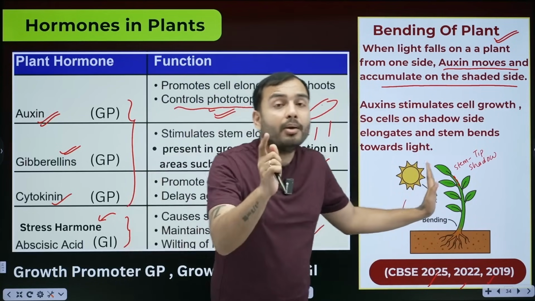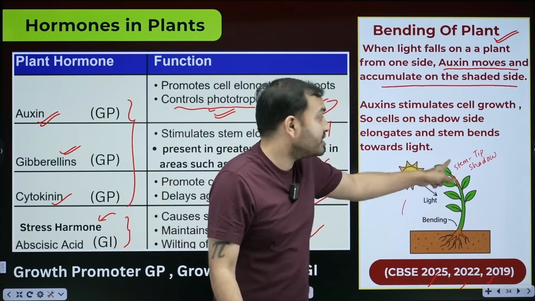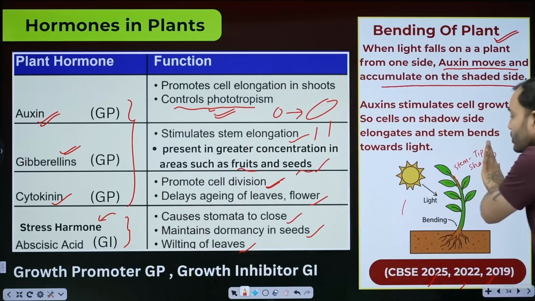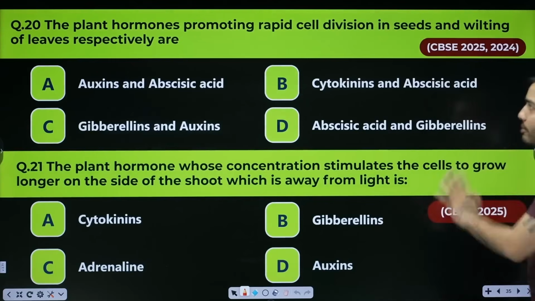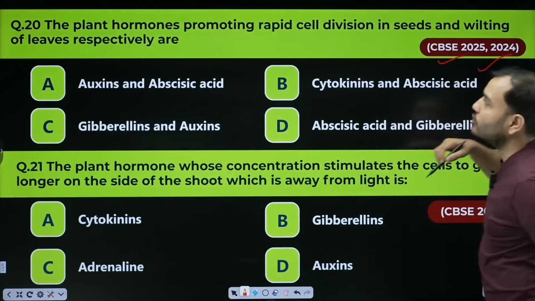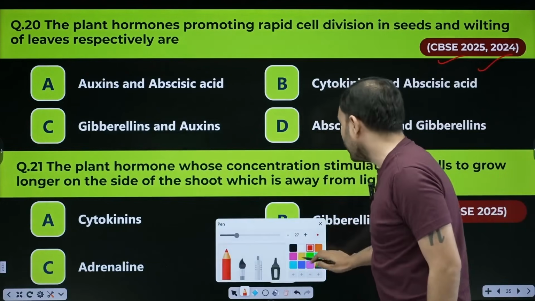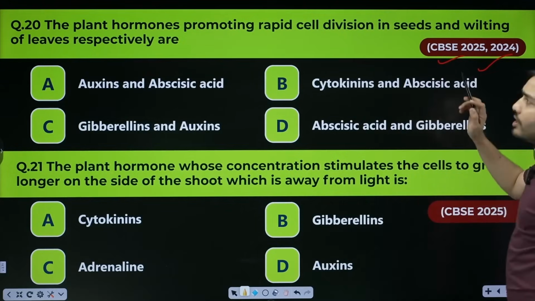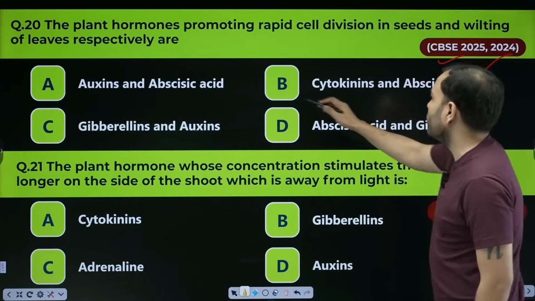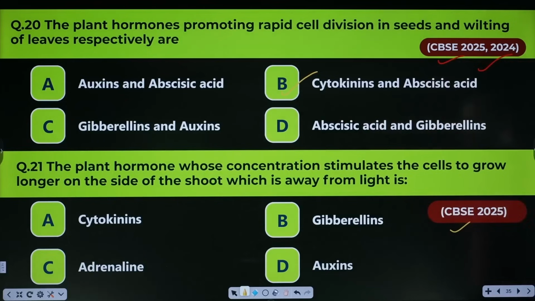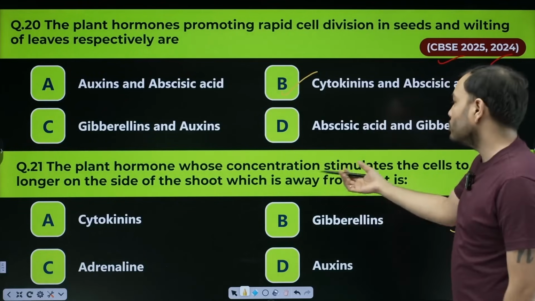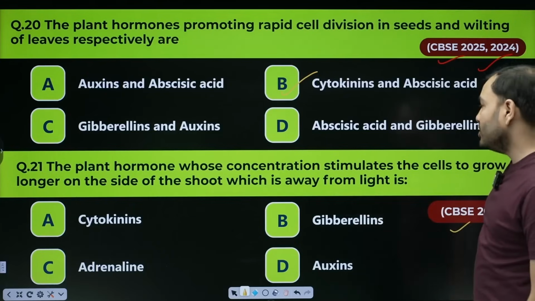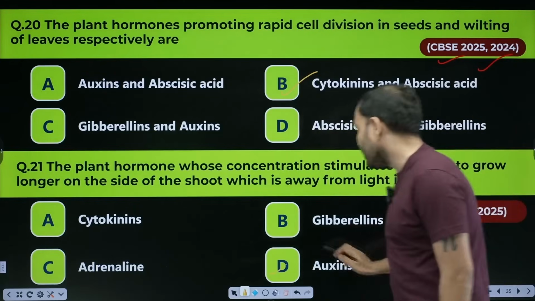Where is the auxin made? At the tip of the plant stem. And which area? The shadow area. It lengthens the cell, which causes the plant to bend. It's been asked many times in the board. Look at the question from 2024. The plant hormones promoting rapid cell division, cytokinin, in seeds and wilting of leaves, abscisic acid. So cytokinins, abscisic acid. Next, CBSE 2025, it came this year. Plant hormone whose concentration stimulates the cell to grow longer on the side of the shoot which is away from light: auxin, right? So it asks a lot about auxin.